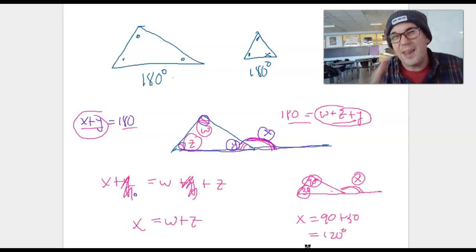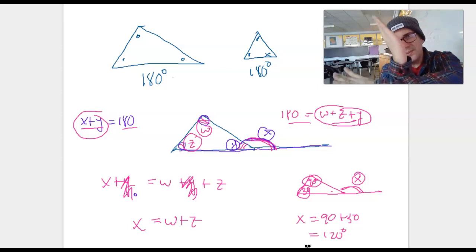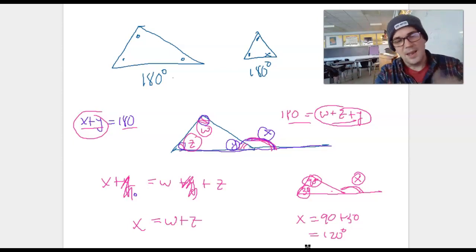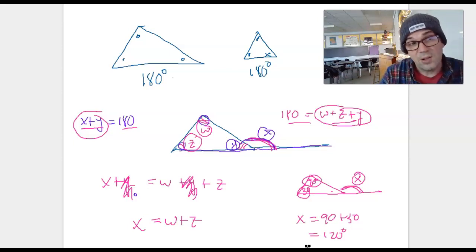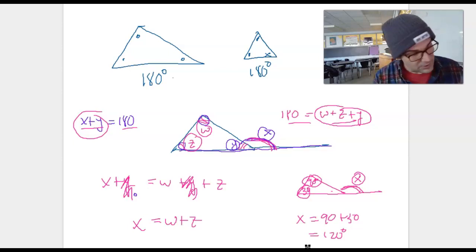So that was kind of like day one. Triangles sum up to 180, straight angles sum up to 180, and then this exterior angle equals the remote interior angles. You'll see that in the notes.